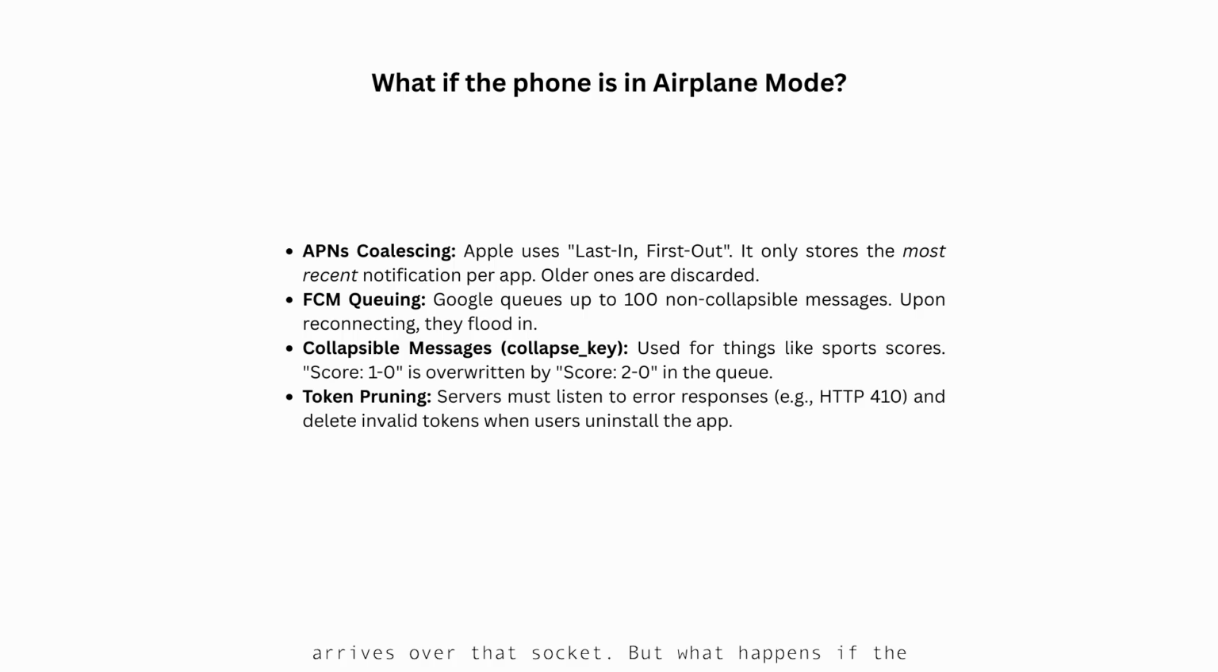But what happens if the user's phone is off? The post offices have to hold that mail, but they have different rules for it. Apple's APNs coalesces the message. If you send three messages while an iPhone is off, APNs throws away the first two and only delivers the third one to the phone when it turns on. Google's FCM, however, will queue up to 100 messages. For both, if your server gets a 410 error indicating a token is no longer valid, like if they uninstalled your app, you must prune that token from your database, or Apple or Google will rate limit your server for spamming.